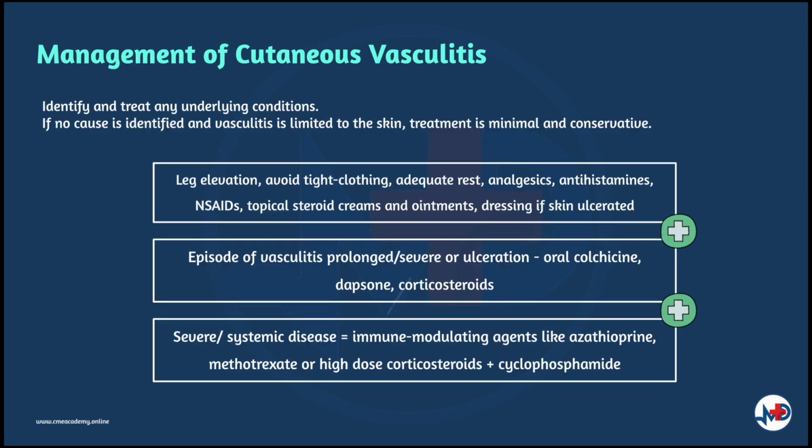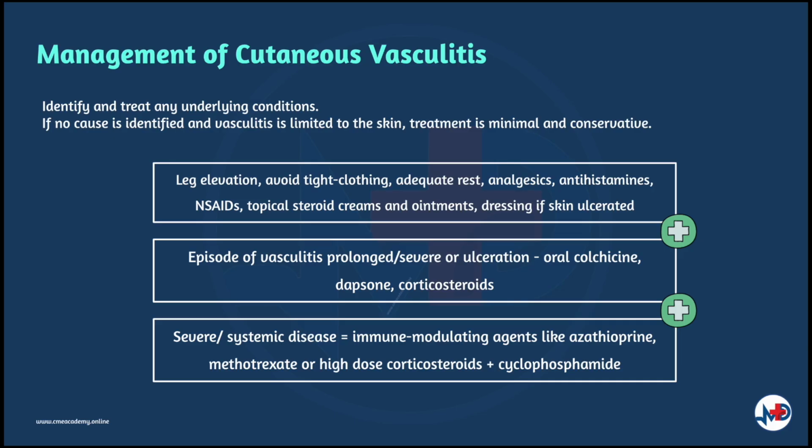When it comes to the management, the main goal is to identify and treat any underlying conditions, but if no cause is identified and vasculitis is limited to the skin, then management is minimal and conservative. Generally, initial measures would include leg elevation, adequate rest, and advising the patient to avoid tight clothing. In addition to that, if required and appropriate, prescribe NSAIDs, antihistamines, topical steroid creams and ointments, and dressing if the skin is ulcerated. This is mainly for symptomatic management.